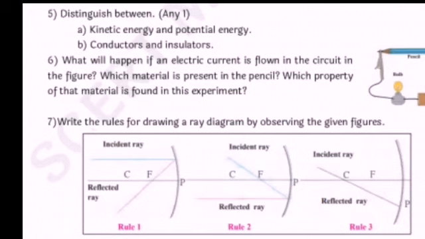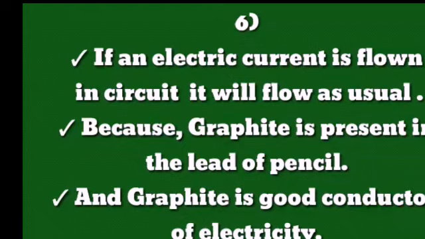Question number 6. What will happen if an electric current is flown in the circuit in the figure? Which material is present in the pencil? Which property of that material is found in this experiment? Friends, here in the figure, they have given us a pencil, bulb and cell. So let us see the answer to this question.